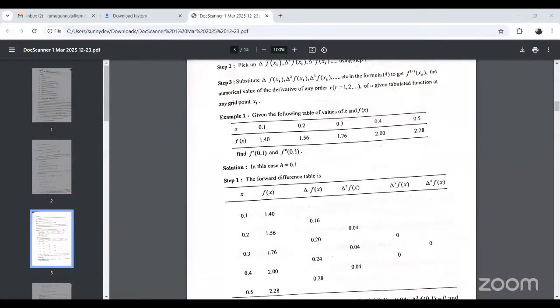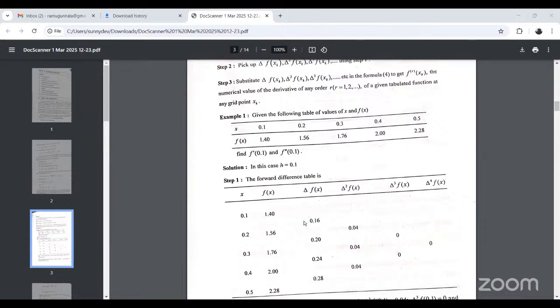So this is the problem we just discussed. No, easy. They're asking what is that? They have given a table and they're asking to find the first derivative and second derivative at the point 0.1.